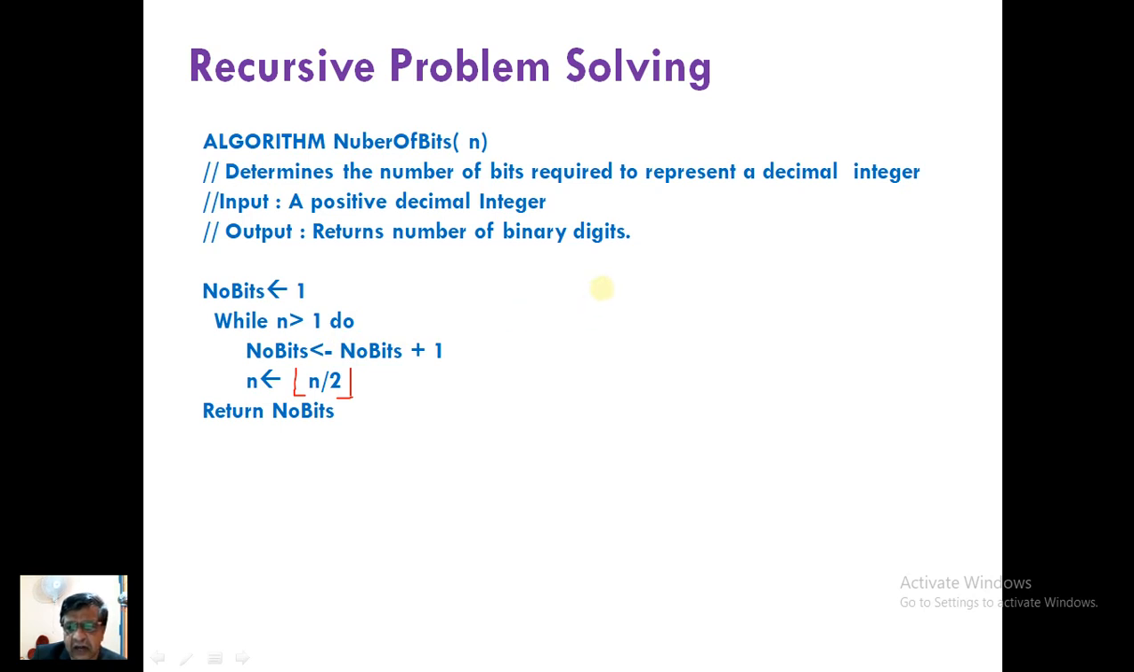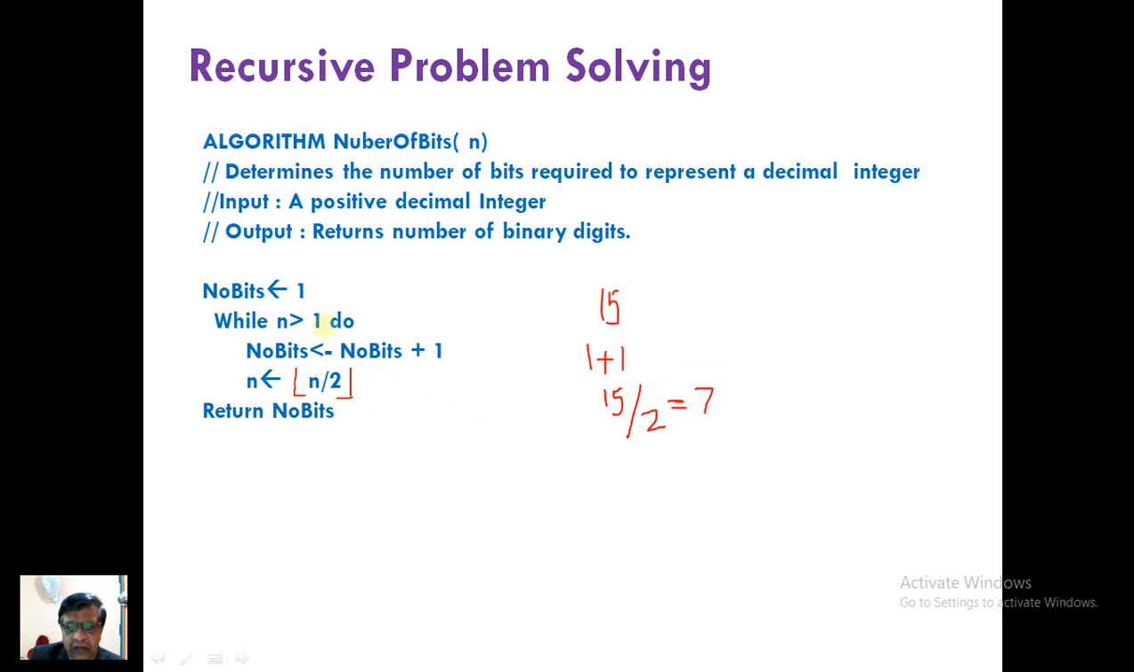Let us consider the decimal number to be 15, and number of bits equal to 1 to start with. N is greater than 1, therefore control will enter into this loop. So number of bits will become 1 plus 1. Number of bits here serves like an accumulator. N will be halved and the floor of the value is taken, therefore 15 by 2 is 7, because the floor value is taken.